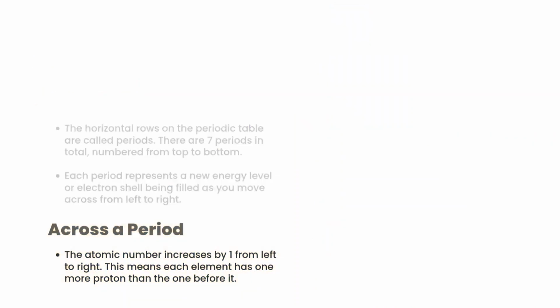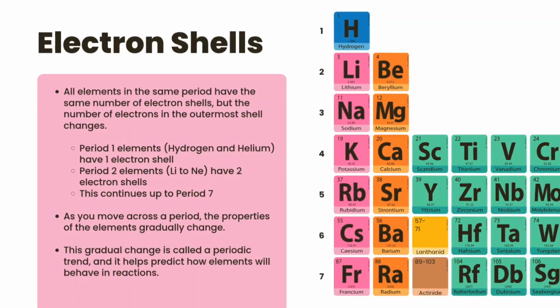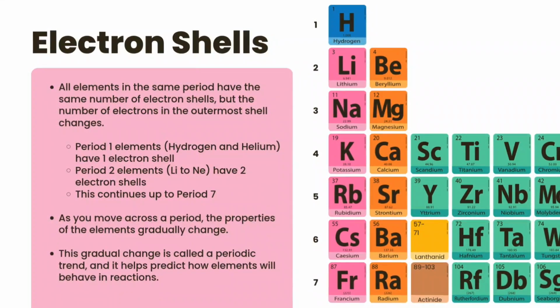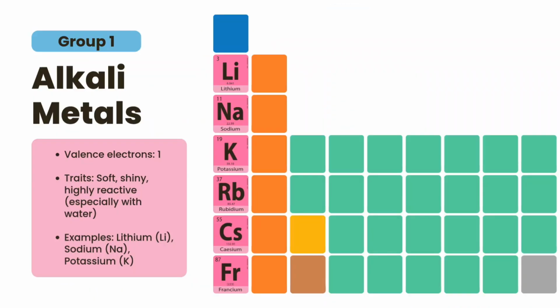The horizontal rows in the periodic table are called periods. There are 7 periods. As we move from left to right across a period, the atomic number increases one by one. Elements in the same period have the same number of electron shells. For example, all elements in period 2 have 2 electron shells, while all elements in period 3 have 3 electron shells.